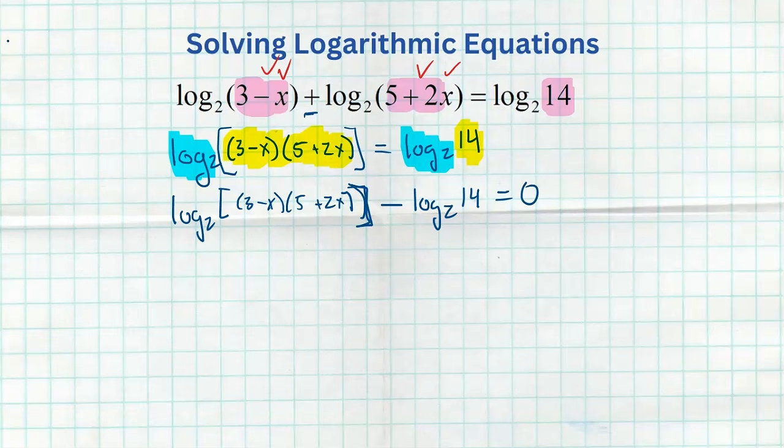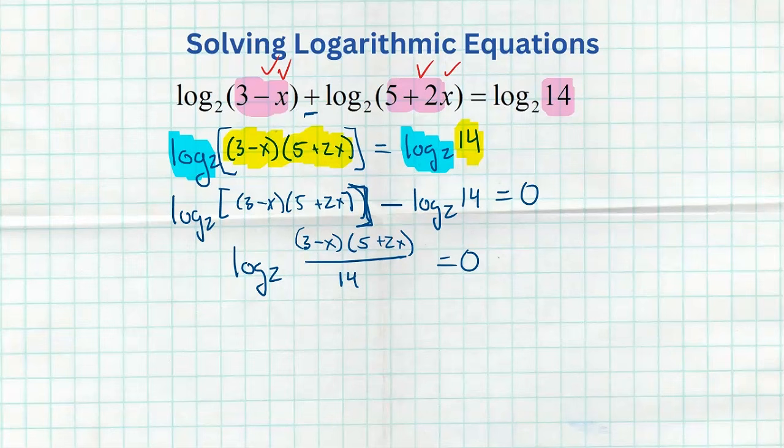Now we could say, subtraction of 2 logs, I could condense using division. So that's going to be log base 2 of (3 minus x) times (5 plus 2x), all divided by 14, equals 0. Now, once you have a single logarithm on one side, what we could then do is convert it to an exponential function. To get rid of the log, we need its inverse, which is an exponential function.